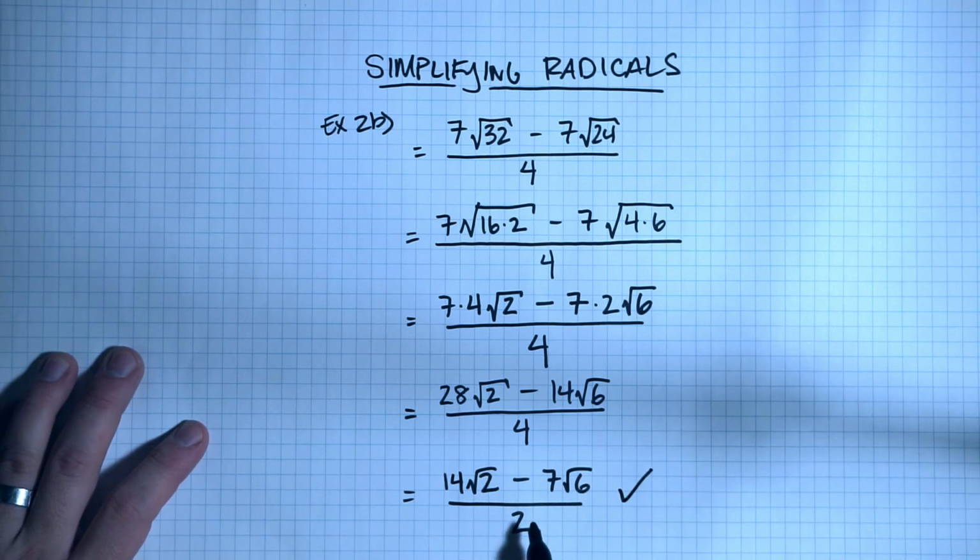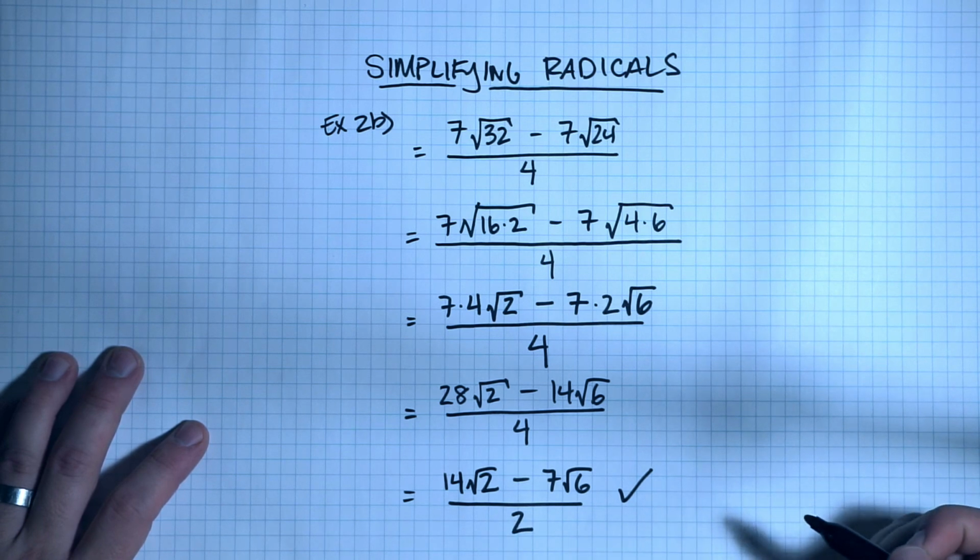Notice how all the radicals are in lowest terms, so there's nothing else. They're fully simplified. There's nothing else I can pull out of them, no perfect squares. The fractions are in lowest terms, so 14 over 2 and 7 over 2 cannot be reduced, and also the denominator is rationalized. So that is a good final answer for that question.